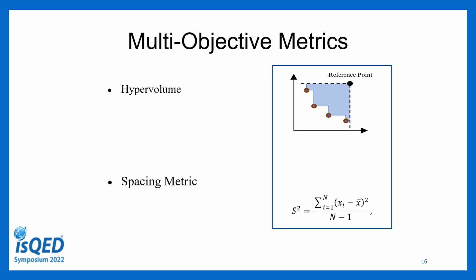Another metric that we use is a spacing metric, and it will define how well our points are spaced with each other on the Pareto front arc. If all the space between the Pareto points are equal, the spacing metric will be 0. So we can conclude that a lower spacing metric shows a better final result.